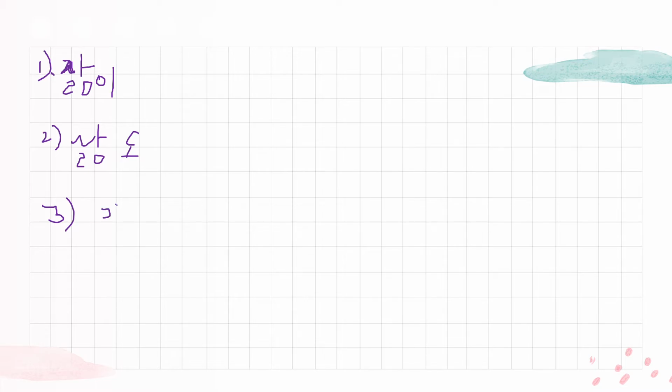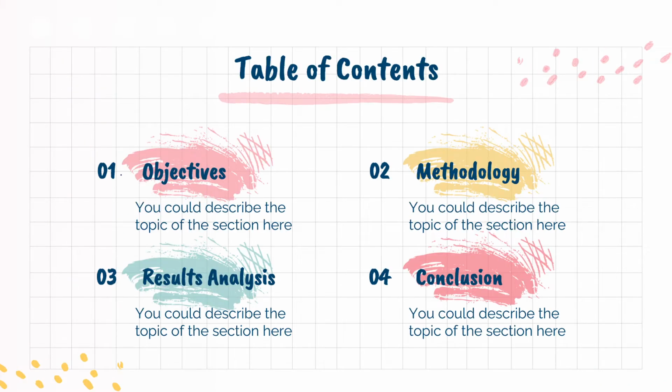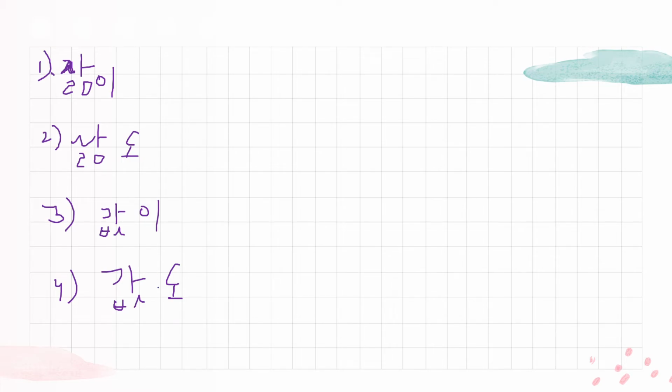First let's write four words. As you can see, these words have the same gyop bachim. Just the second syllable is different, right? The second syllable contains different rules. So you have to now read these words. How are you going to read this? I'm sorry for the writing, but I guess you are able to read this.